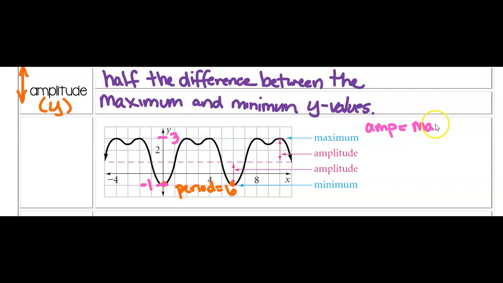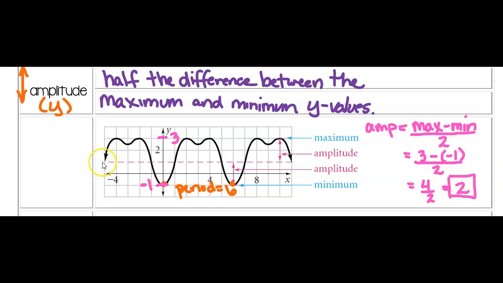So my amplitude is going to be max minus min. That's the difference between the maximum and the minimum values, and we're going to divide that in half. So divide by 2. So in this case, we're going to have 3 minus -1 divided by 2, which is 4 divided by 2. So my amplitude is 2.